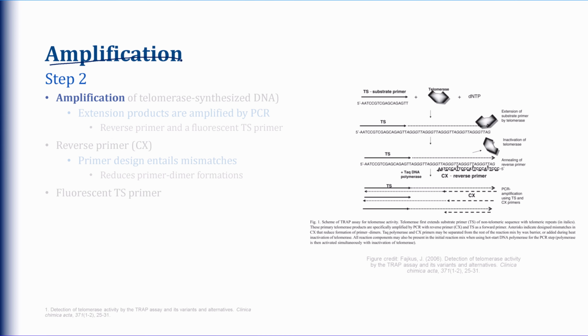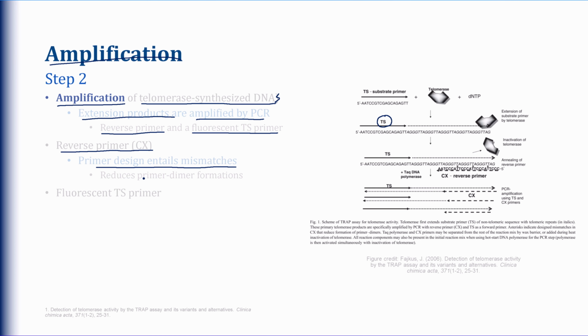So let me talk about the amplification step. In the amplification, we are amplifying the telomerase-synthesized DNA. What you have to keep in mind here is that extension products are amplified by PCR, and we'll use a reverse primer, which will anneal first, followed by a fluorescent TS primer. So you use a reverse primer and a fluorescent TS primer. Generally speaking, the TS primer used first in the extension step by telomerase is not a fluorescent primer. Keep in mind, you can also use a radio-labeled TS primer, radio-labeled with P32, for example, or 32P. The reverse primer, as I said earlier, entails mismatches. This reduces primer dimer formations. And you also have a fluorescent TS primer that's going to be used in the PCR step.